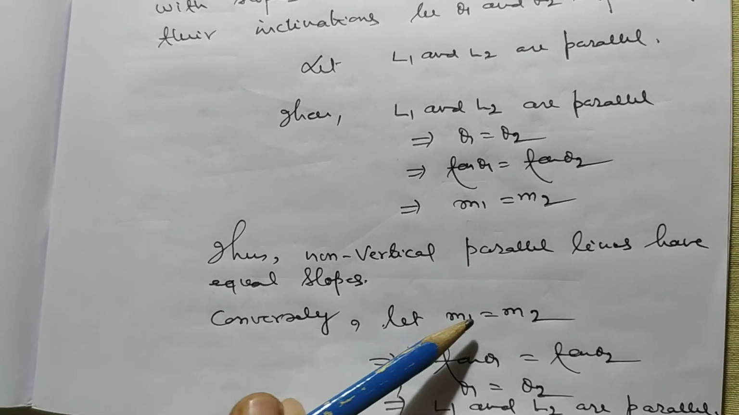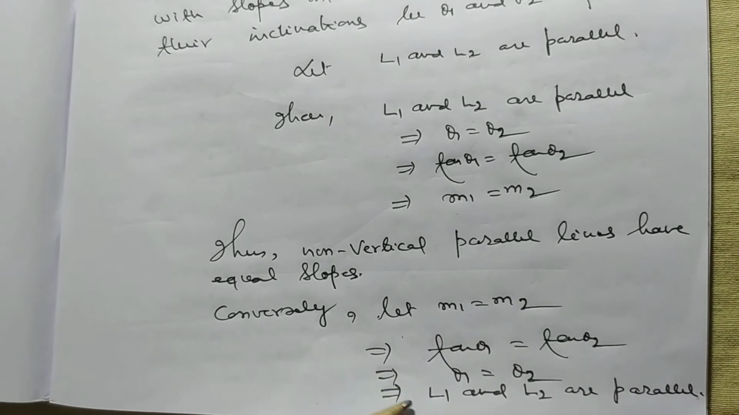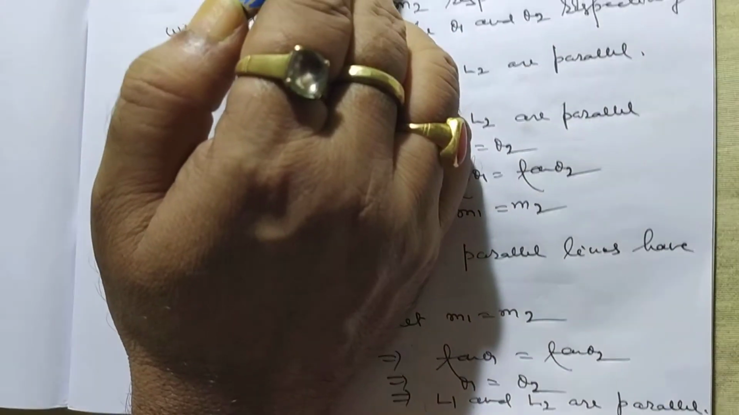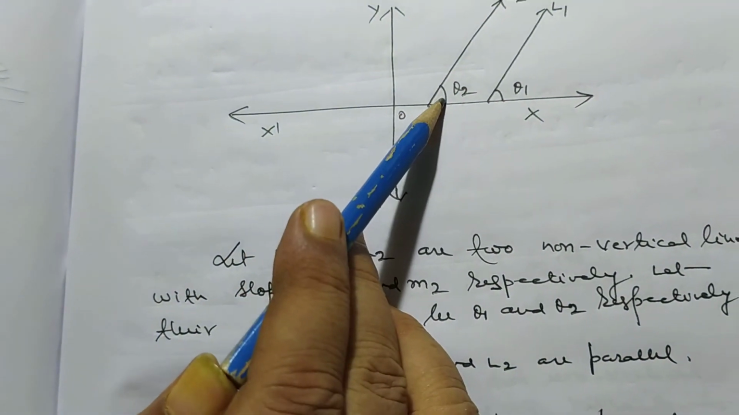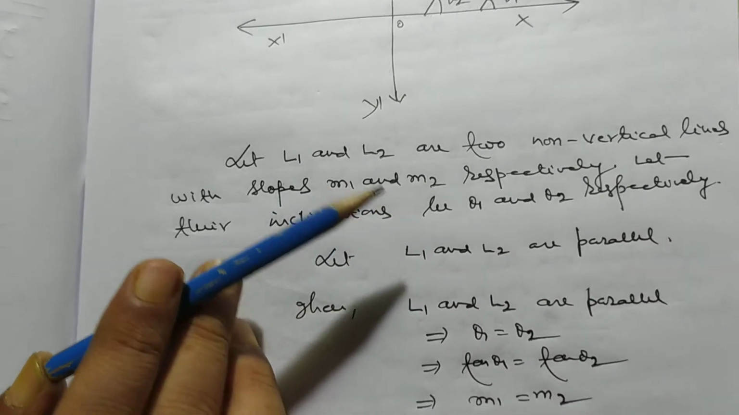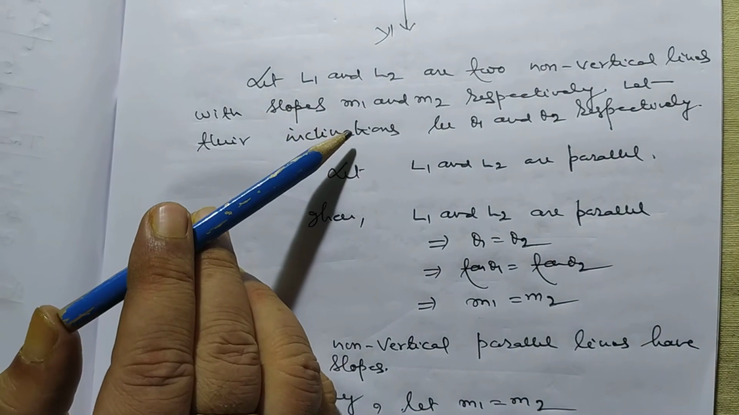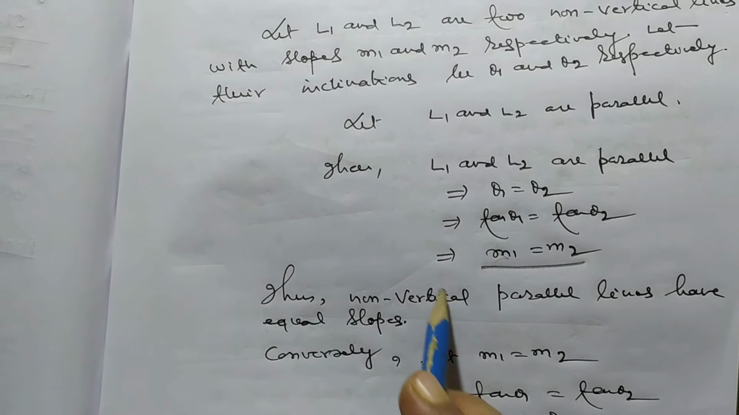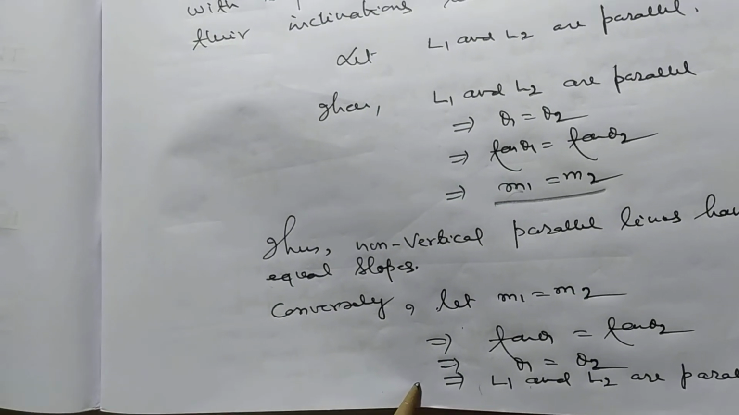Conversely, let m1 be equal to m2. Then tan theta 1 is equal to tan theta 2, so theta 1 is equal to theta 2. So L1 and L2 are parallel. If corresponding angles are equal, then the lines are parallel. This is the converse of this concept. So, if two lines are parallel, then their slopes are also equal, m1 and m2. If slopes are equal, then the lines are parallel. This we have discussed in this theorem.